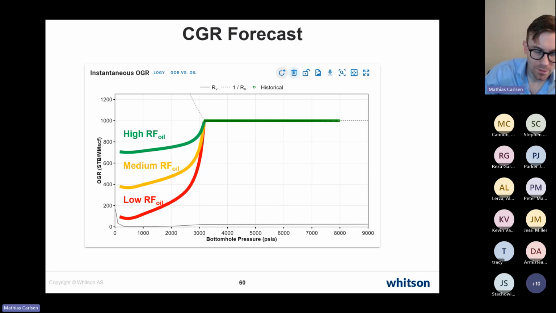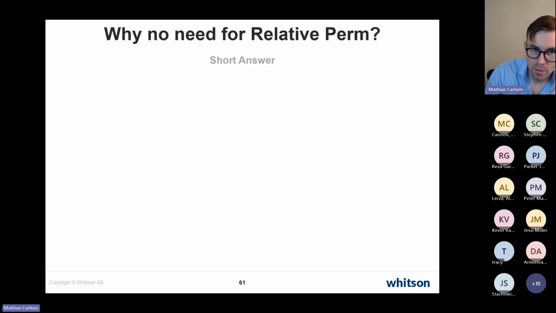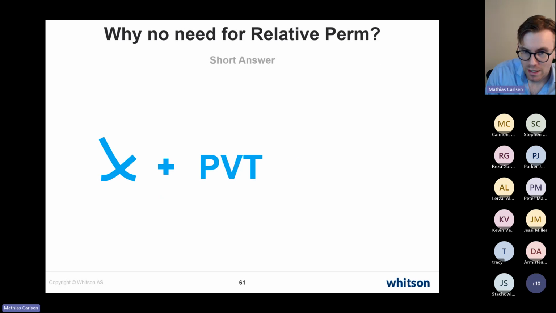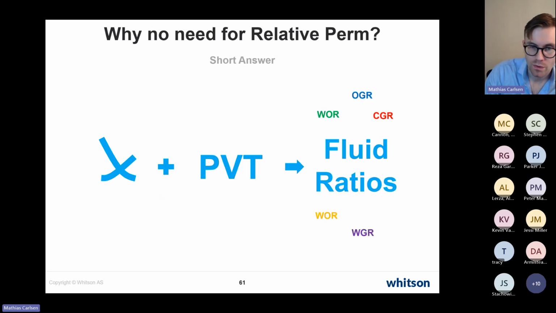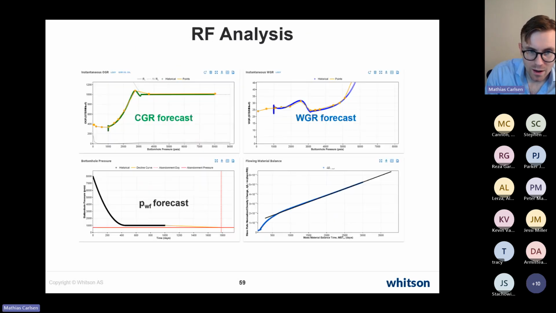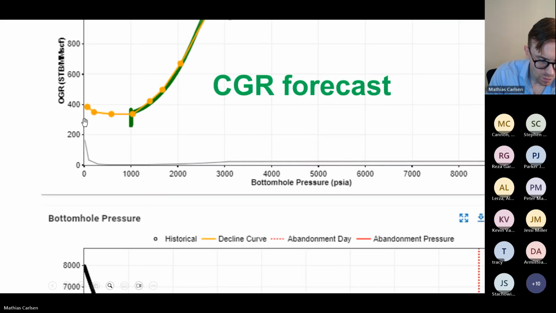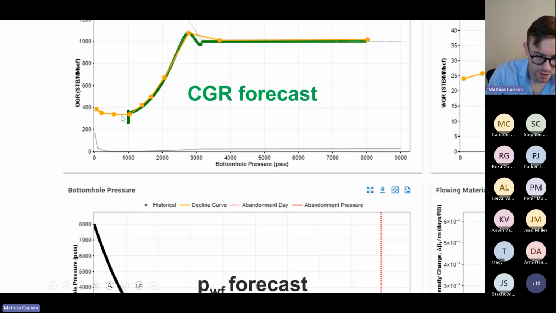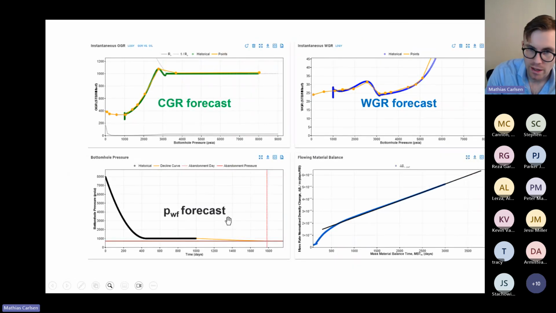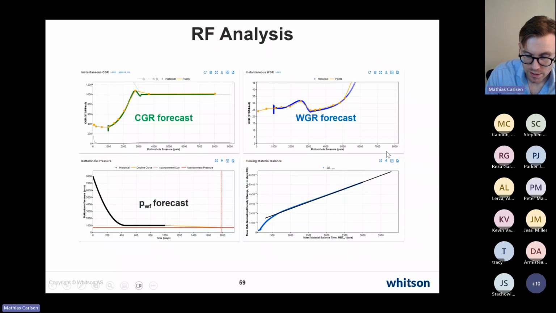The second item is why we do not need relative permeabilities as a part of this workflow. The reason for that is that relative permeabilities and PVT properties are what give us fluid ratios, so OGR, WGR, etc. And so if we had rel perms in this model, then we wouldn't have to extend these data points right here, because the rel perms would do that for us. As long as we have a forecast of the pressure, the rel perms would take that and do that for us. So that's why it's not needed.